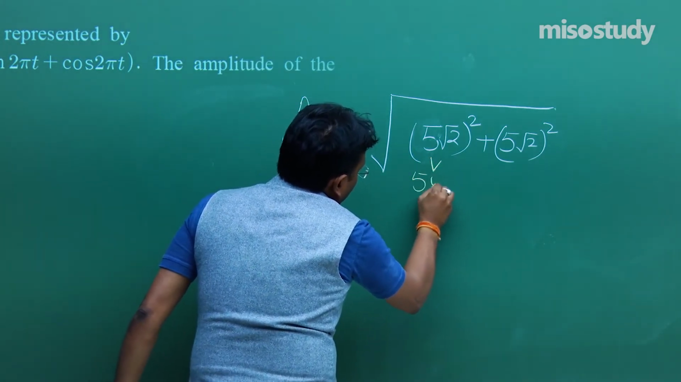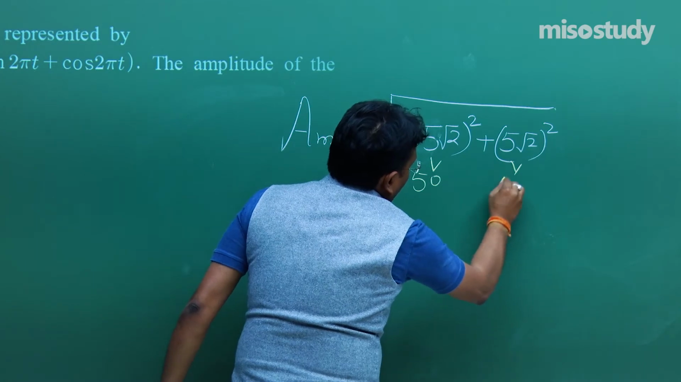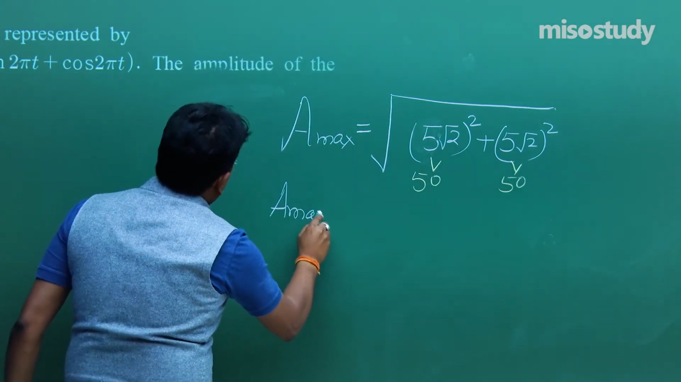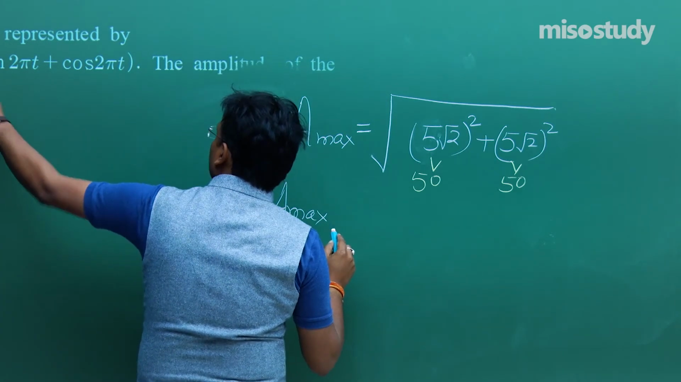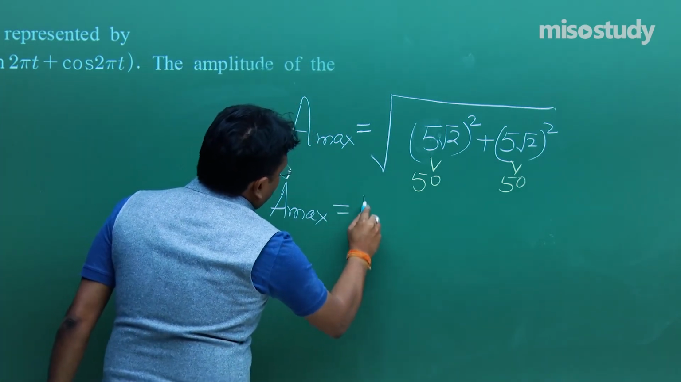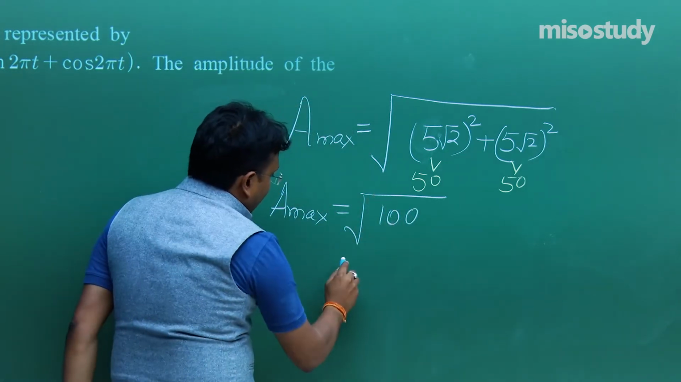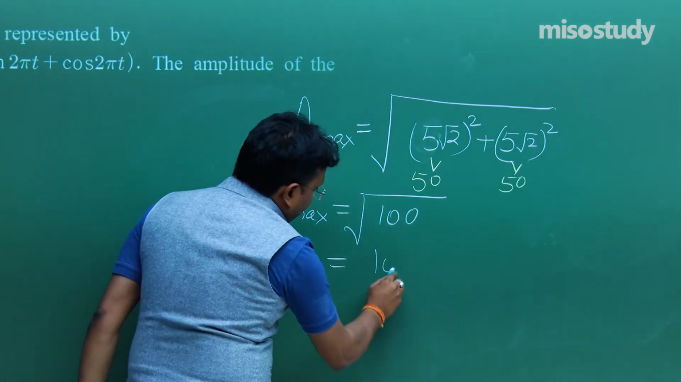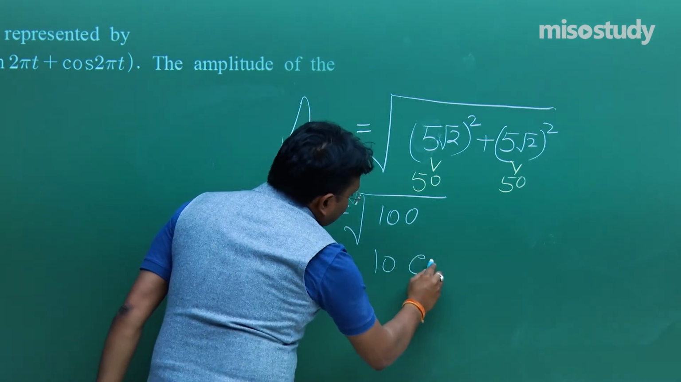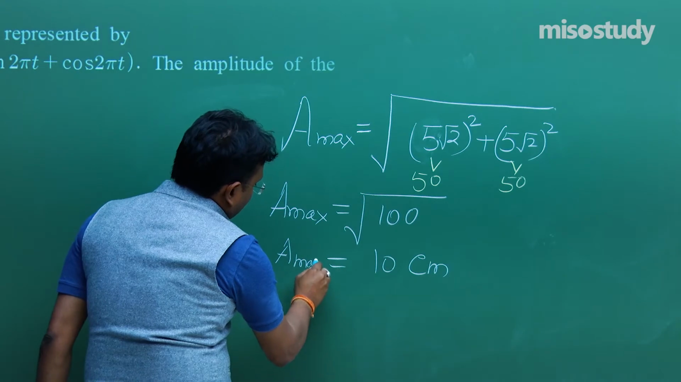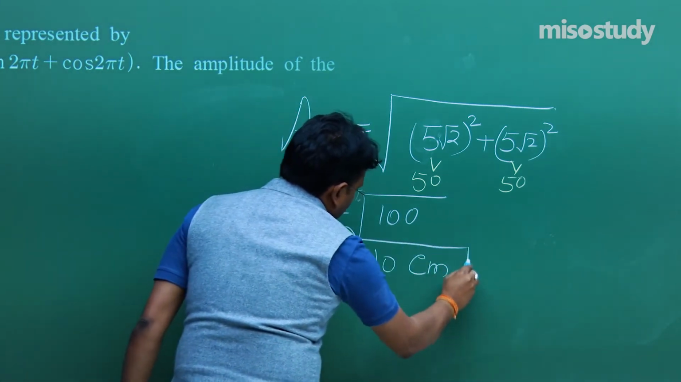50 plus 50. So you will get A max. Yes, it is not 50 root 2, it is 5 root 2. A max is equal to 100, and then I can say it is 10 centimeters, fine. A max is the maximum amplitude.